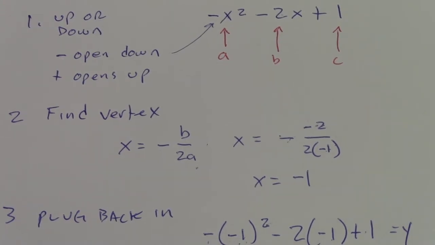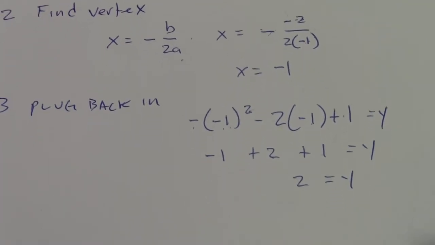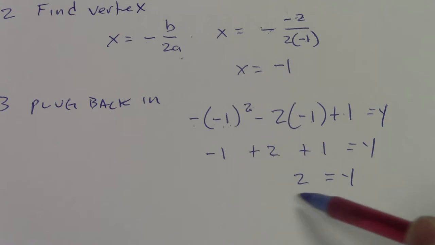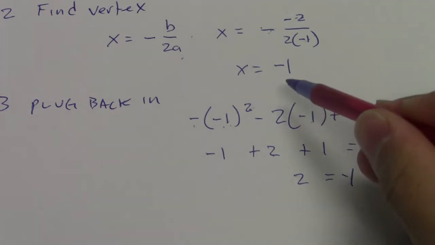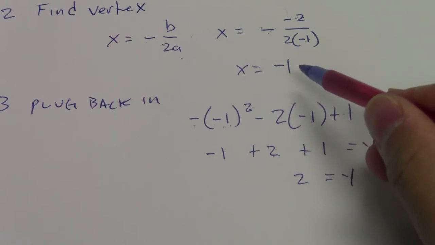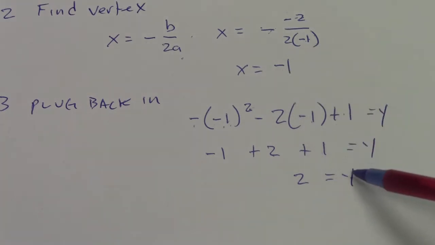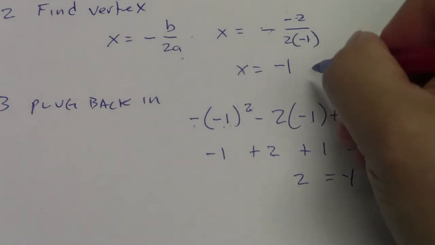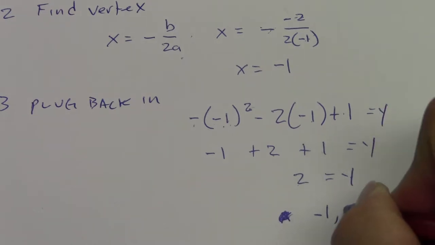So now I know my vertex. Let's bring that up so you can see. Sorry about that. That's just what I solved right there. All right, so I got my y, I have my x, that's my vertex. So I know my graph is going to start at negative 1, comma 2. So let's put it down here. Negative 1, comma 2.